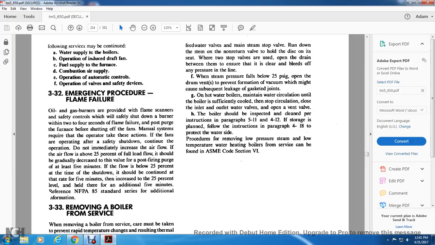Do not immediately increase the airflow. If the airflow is about 25% of the full load flow, it should be gradually decreased for a post-firing purge of at least 5 minutes. If the flow is below 25% at the time of the shutdown, it should be continued at that rate for 5 minutes and then increased, with the 25% level held there for an additional 5 minutes. Reference the National Fire Protection Association 85 Standard Series for additional information.